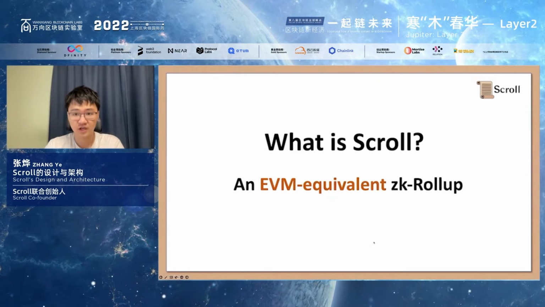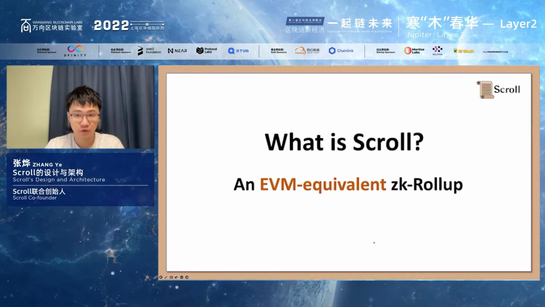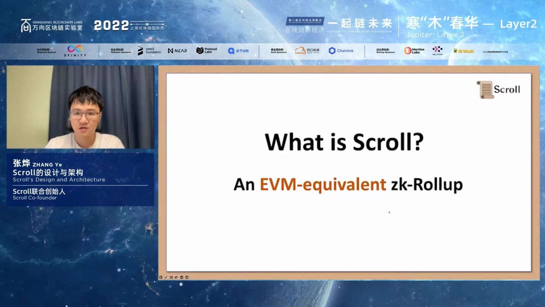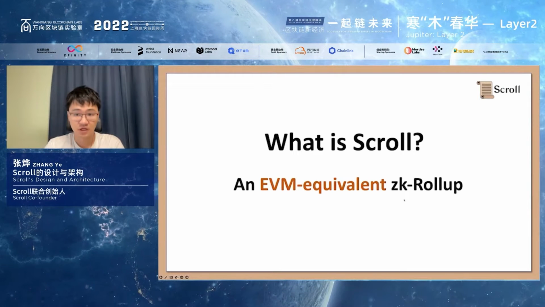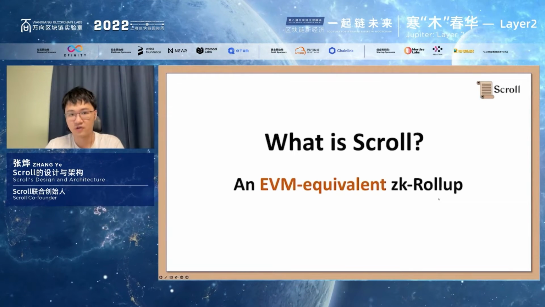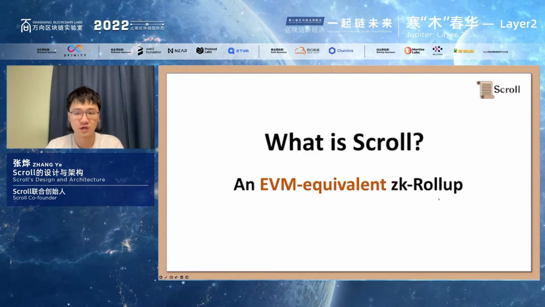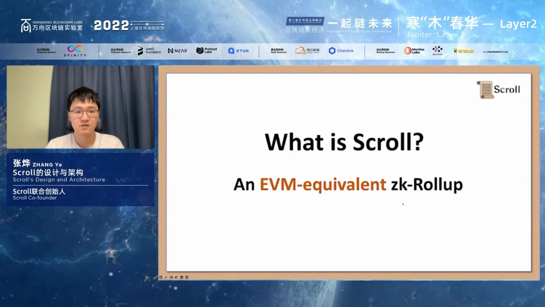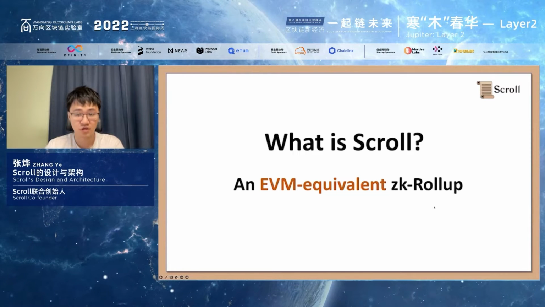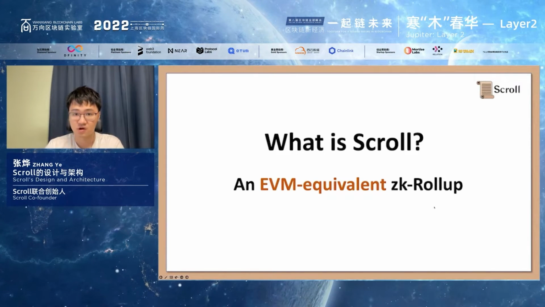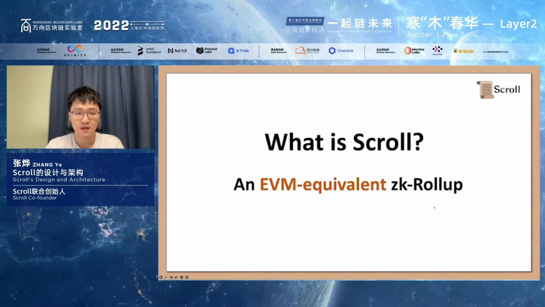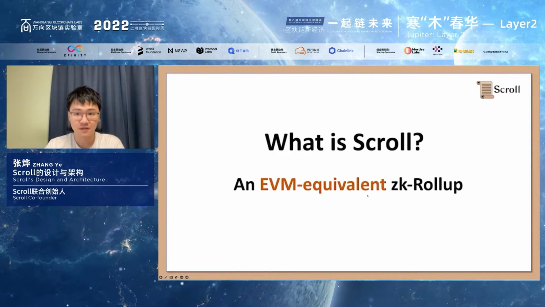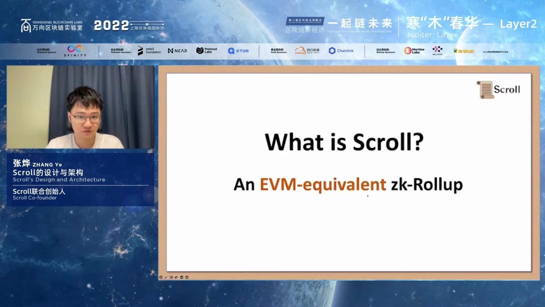And more specifically, we are building an EVM equivalent ZK rollup. What does that mean? Technically speaking, Scroll is based on ZK rollup, which relies on validity proof to prove all the transactions happening on Scroll are correct. ZK rollup is considered to be the most secure scaling solution based on pure math assumptions. EVM equivalency here means we can support EVM inside with bytecode level equivalency.